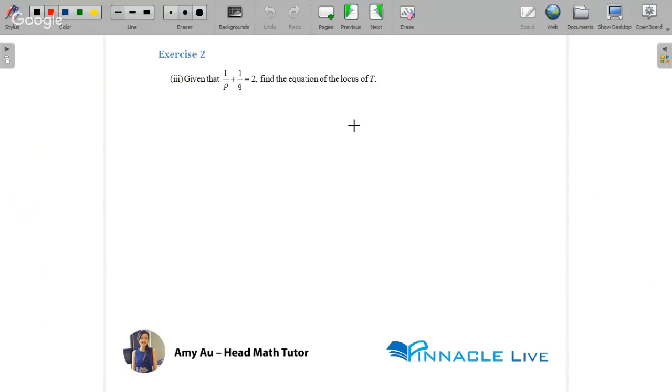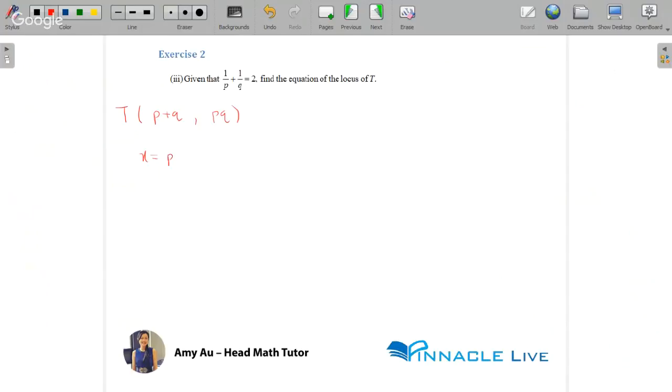Given this condition, find the equation of the locus of T. Now this part is unusual, and I think that's probably why I picked it to show you guys. Usually it's like the previous one, you have the perfect squares and then you're just trying to link it together. But this time the condition is like a strange connection between P and Q. So what I'm going to do is copy the coordinates from before first. Okay, so that's what we're trying to work with.